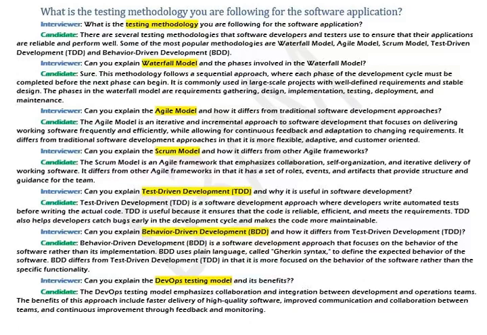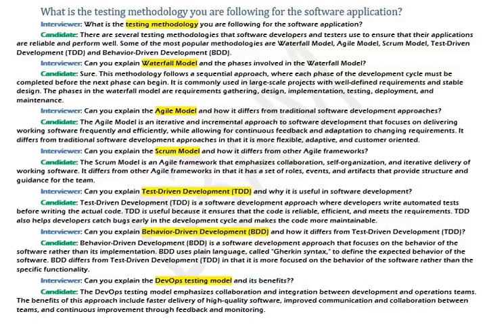Interviewer: Can you explain the Agile model and how it differs from traditional software development approaches? Candidate: The Agile model is an iterative and incremental approach to software development that focuses on delivering working software frequently and efficiently, while allowing for continuous feedback and adaptation to changing requirements. It differs from traditional software development approaches in that it is more flexible, adaptive, and customer-oriented.